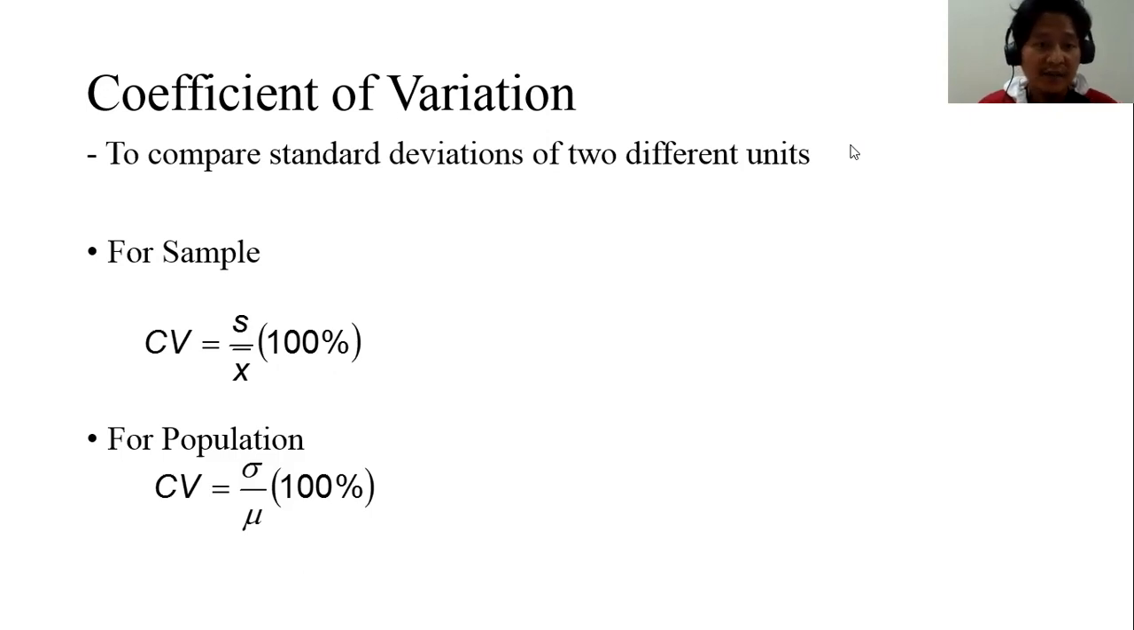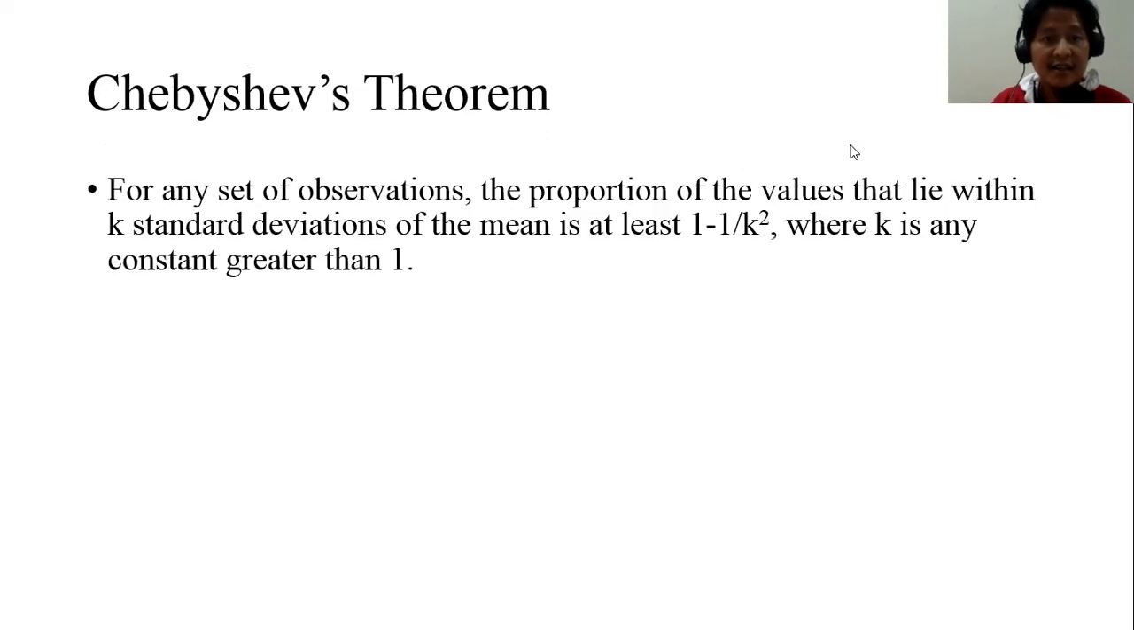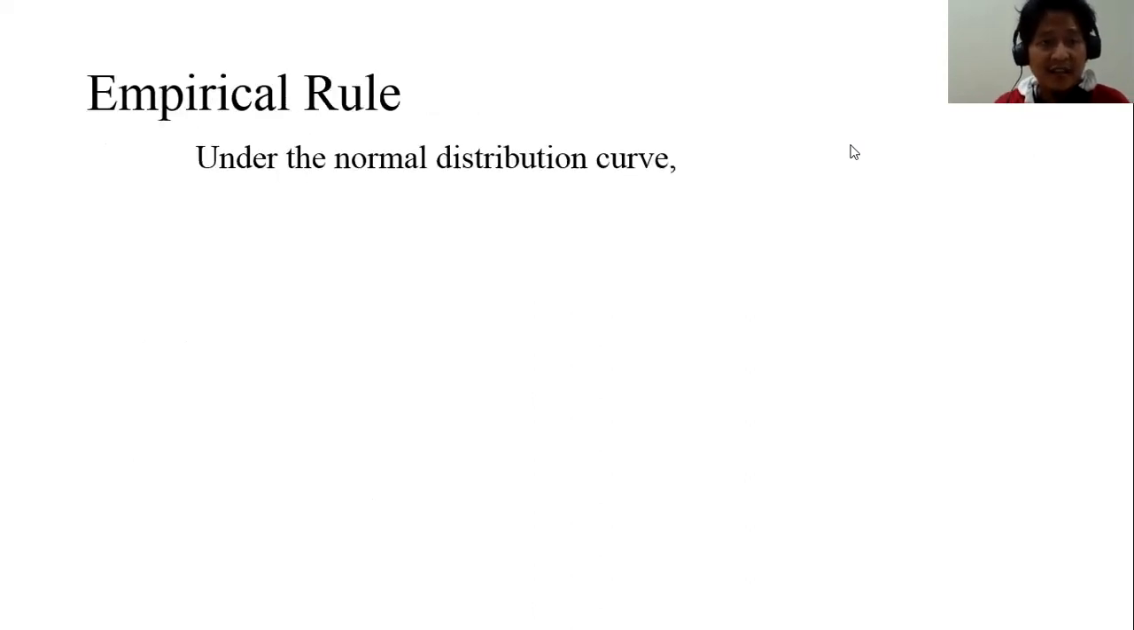Kasi yung isa 200% lang, yung isa 400%. So mas malaki yung magiging coefficient of variation ng isa. Okay, malinaw ba yan? Next. The Chebyshev theorem. The Chebyshev theorem, this one is for any observation. Pero bihira naman itong gamitin. Let's proceed with the empirical rule.